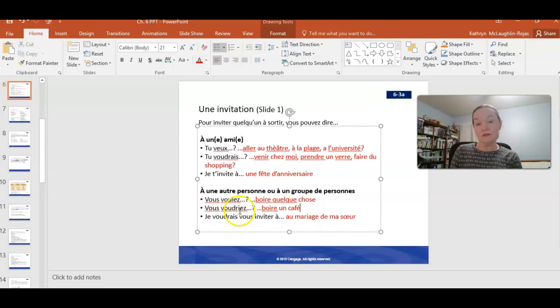Vous voudriez, so this is asking, would you like? So it's the difference between veut and voudrais up here with tu. That distinction is voulez and voudriez with vous. So vous voudriez boire un café? Would you like to go drink a coffee? Je voudrais vous inviter. I would like to invite you. Okay, je voudrais vous inviter au mariage de ma sœur. So here I already combined the preposition à with le to form au mariage. So I would like to invite you to my sister's wedding, to the marriage of my sister. All right, so lots of different ways to invite someone to do something with you.